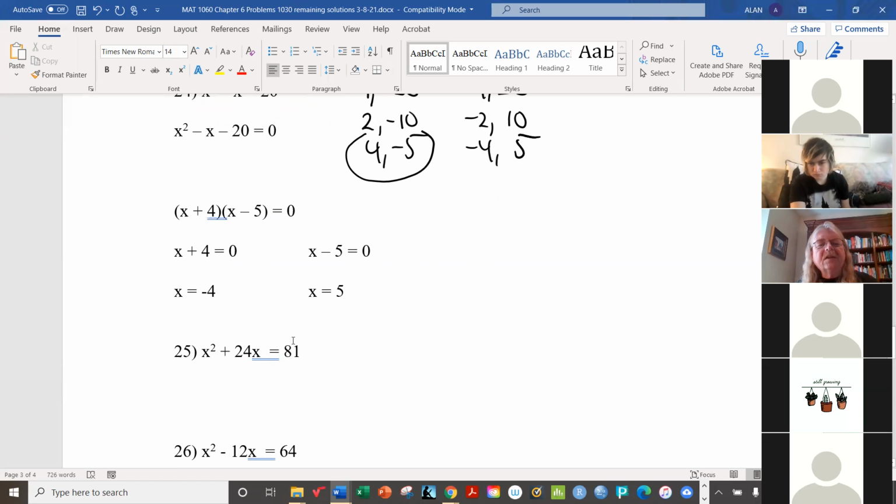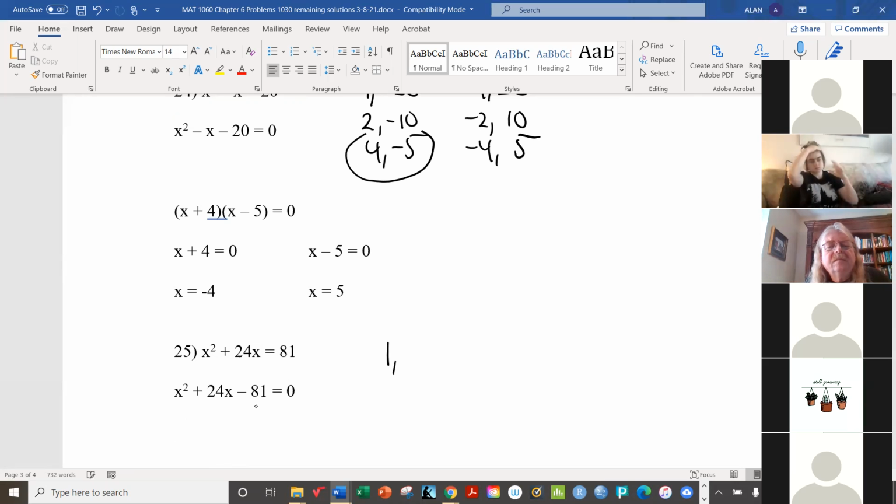So again, we have to make a slight adjustment. We're going to rearrange this algebraically to make sure it's in the correct format. It's a simple matter of subtracting that 81 from both sides. And now we need to find some factors where the product is negative 81 and the sum is positive 24.